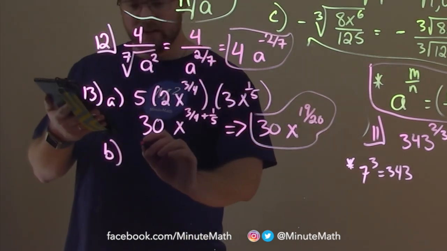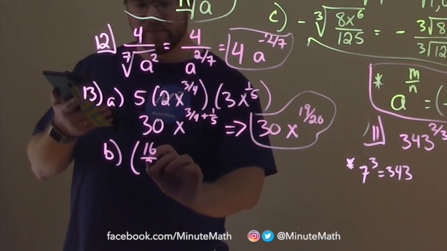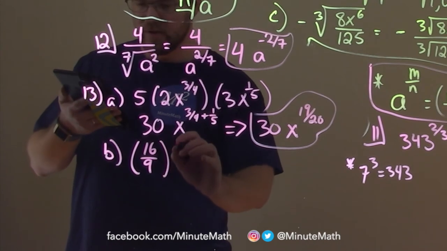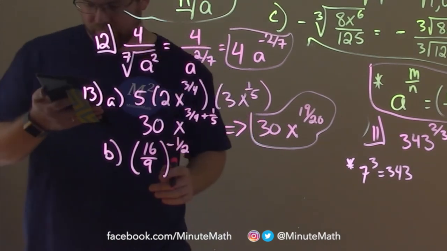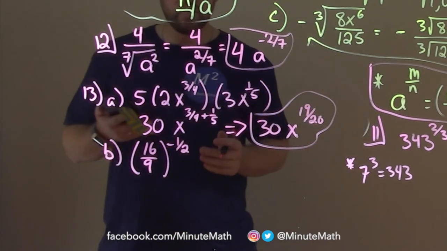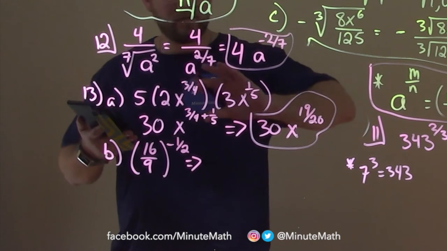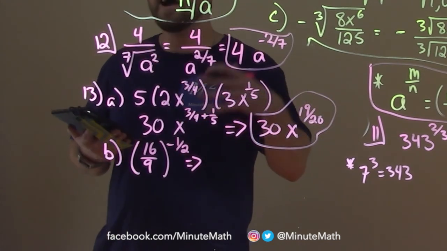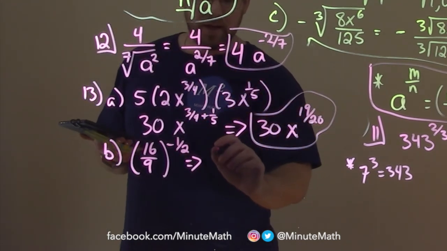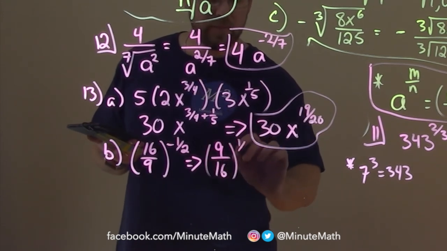This one is 16 over 9 to the negative 1/2 power. Okay? And we want to simplify this. Well, 16 over 9 to the negative 1/2 power is the same thing as, flip it and make a positive exponent. I like dealing with positives. Same thing as 9 over 16 to the positive 1/2 power.